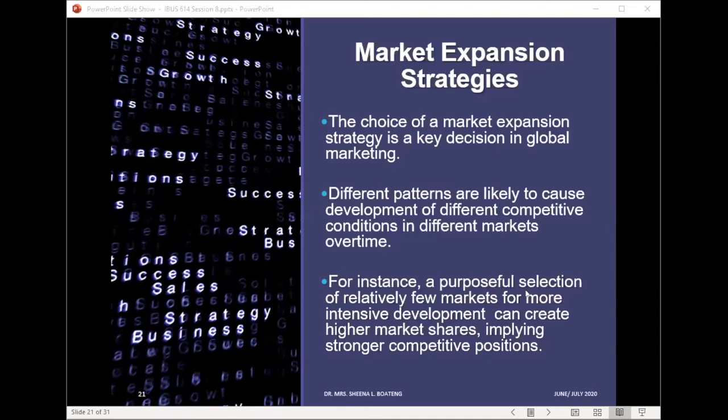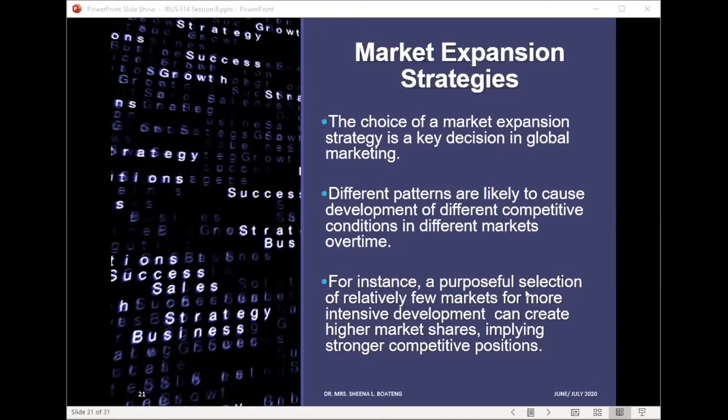So for instance, a company can purposely select a few markets to focus on because they want to hone their global marketing techniques and expertise within these markets to make maximum returns. By doing this, they can create a higher market share because they are focusing on a certain number of markets at a time in which they will not have equal performance. Therefore, the markets where they are doing well are likely to offset the markets where they are not doing so well, right? Which will put them in a stronger competitive position.